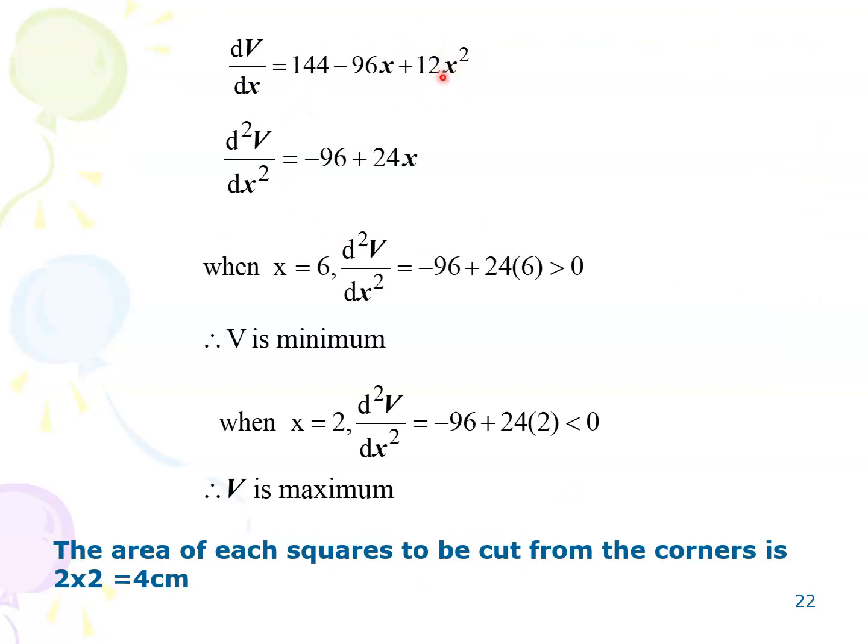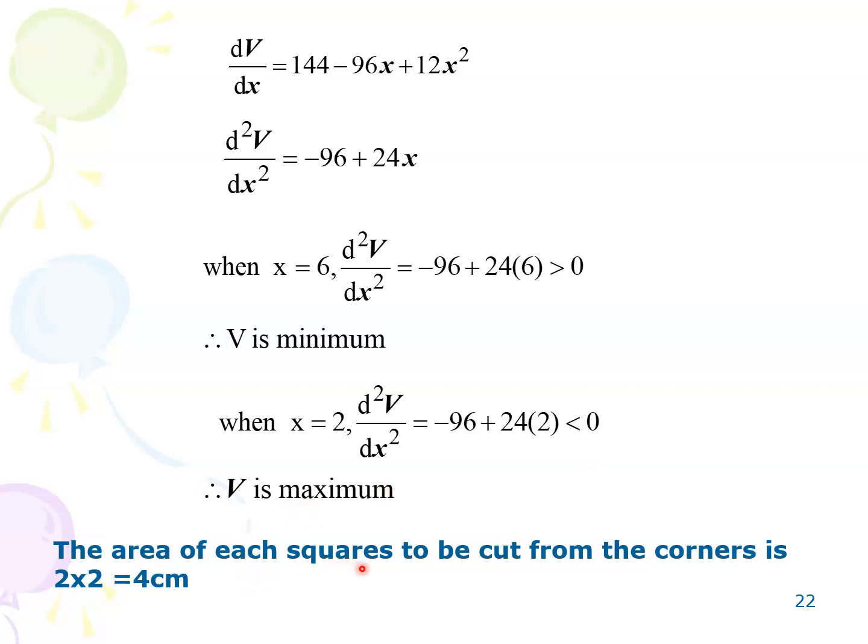So, next, from this, you already found the first derivative. You're going to find the second derivative. The second derivative, again, you differentiate this, you get this. So, you have two values of x previously, x equal to 6 and x equal to 2. When x equal to 6, you substitute this value into this. So, you will get greater than 0. Greater than 0 means you will have V is minimum. When you have x equal to 2, substitute into this value, you will get less than 0, which indicates that V is maximum.